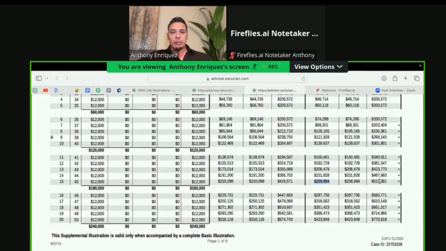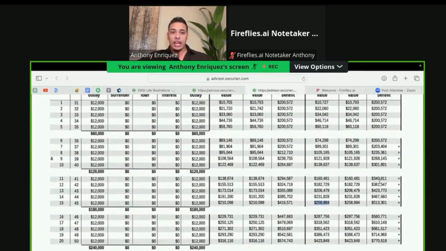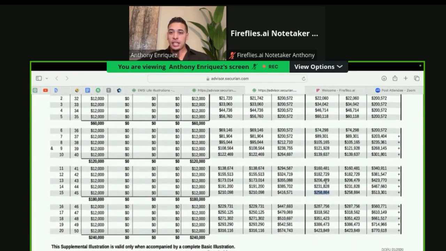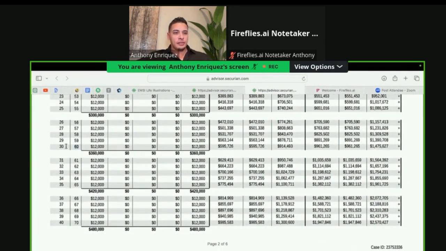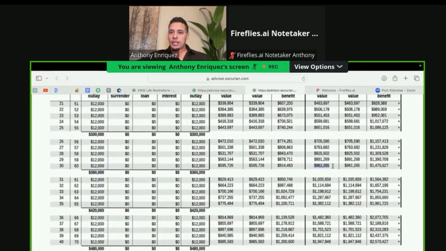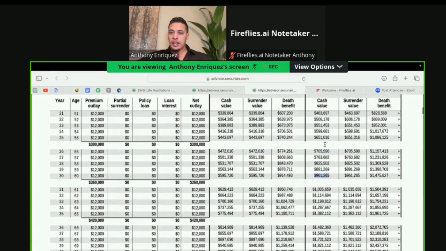Just by lowering the death benefit to the bare minimum of what the IRS allows, you can see the policy is going to accumulate cash a little bit quicker, and you'll have access in this design in the first year. Let's go to age 60 or the 30th year of this policy. I would have put in $360,000 into the policy. You can see the policy's cash value has grown to just over $950,000, and the death benefit has grown to just over $1.4 million.